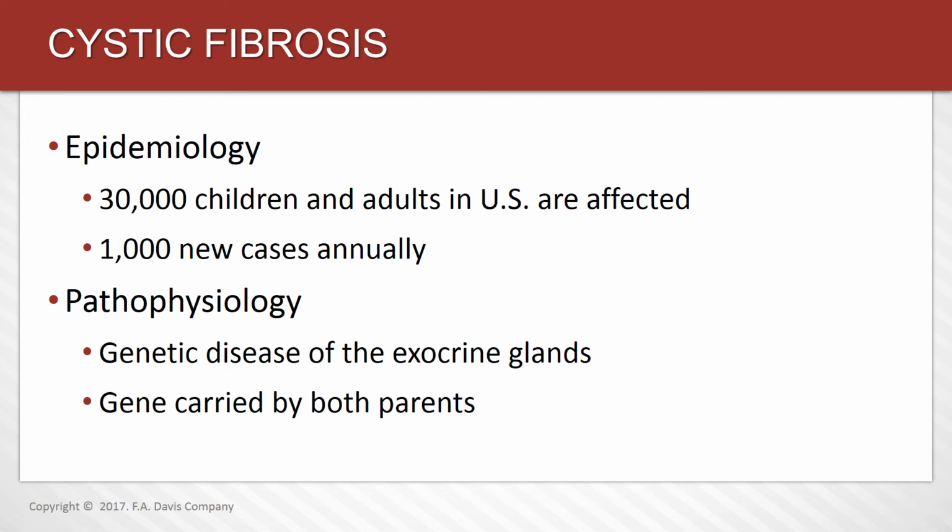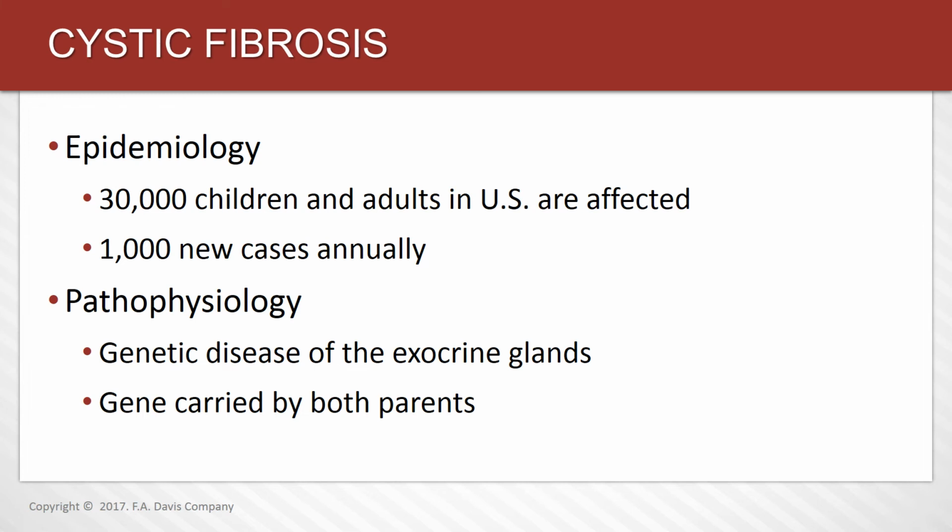1,000 new cases are identified annually, right? The disease most commonly affects Caucasians of Northern European descent. Males and females are equally affected. Black, Hispanic, Latino, Asian American, and American Indian populations have low incidence rates of cystic fibrosis.